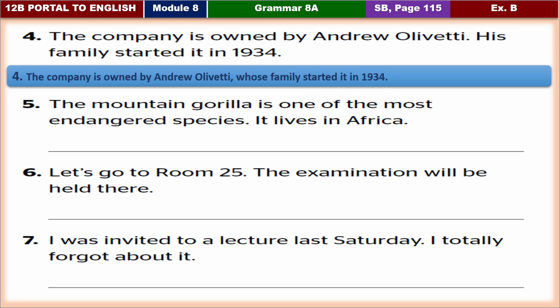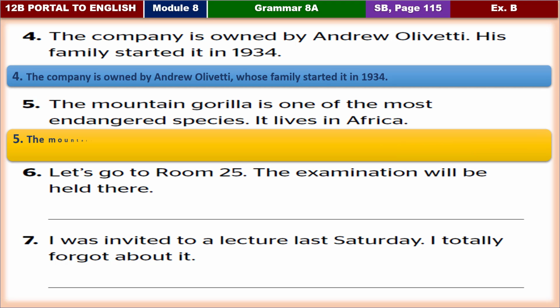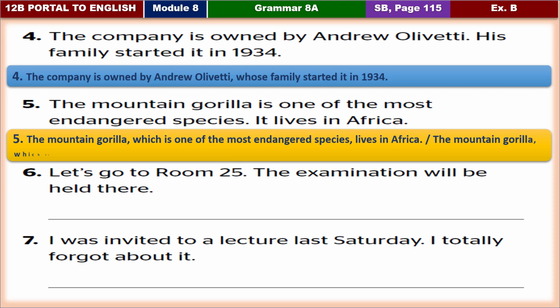What about question 5? Let's read it. The mountain gorilla is one of the most endangered species. It lives in Africa. This question has two possible answers. Number 1, the mountain gorilla, which is one of the most endangered species, lives in Africa. Or the mountain gorilla, which lives in Africa, is one of the most endangered species.